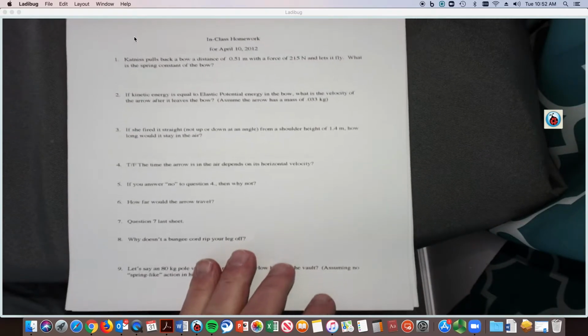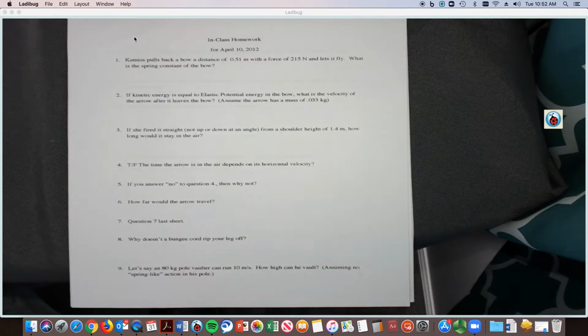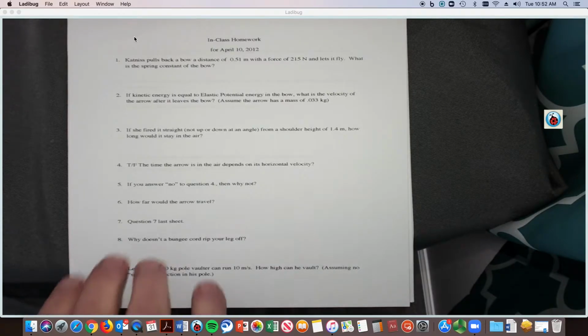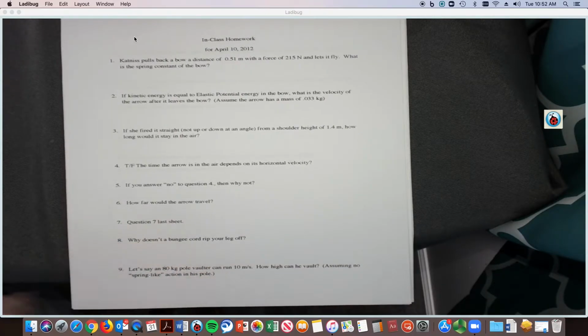What you're getting confused with is if I drop something from a certain height, its gravitational potential energy is at a certain height, and if we neglect air resistance, it doesn't matter whether it's a bowling ball or a ping pong ball, they're going to hit the ground at the same time. However, remember, when you pull that arrow back, and that's what this first problem says.